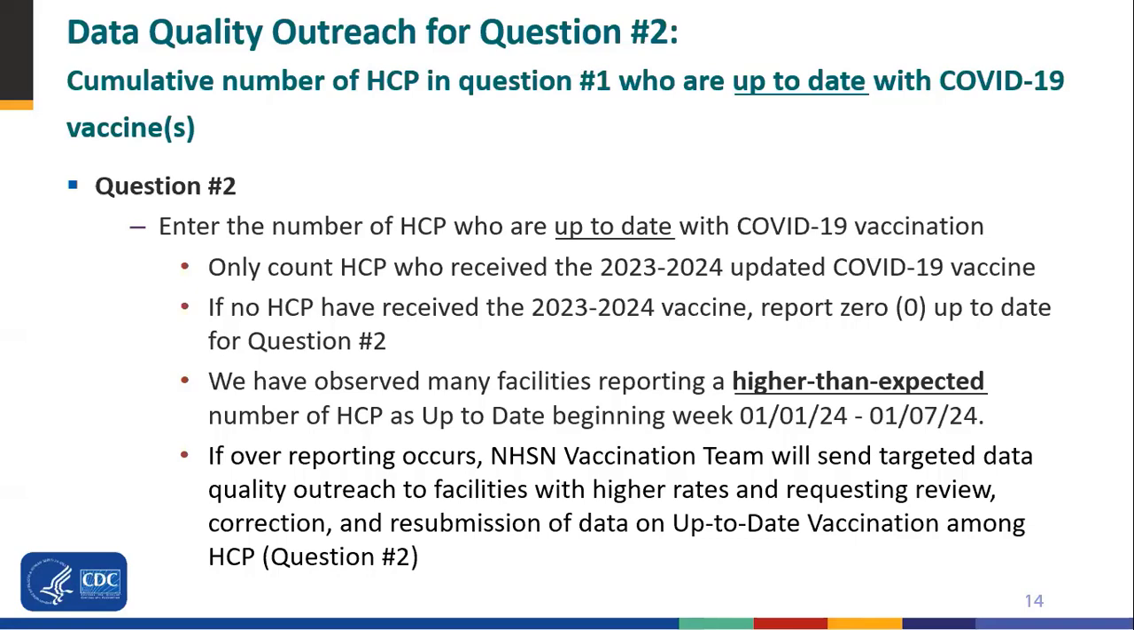Also, we've observed that many facilities are reporting a higher than expected number of healthcare personnel, beginning with the week of January 1st, as up to date. If there is over-reporting, the NHSN team will send data quality outreach emails to facilities and request review of the data for quarter 2.